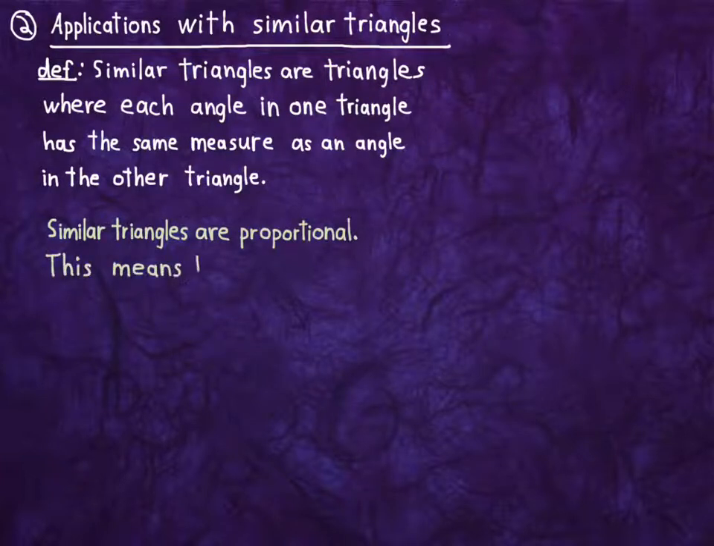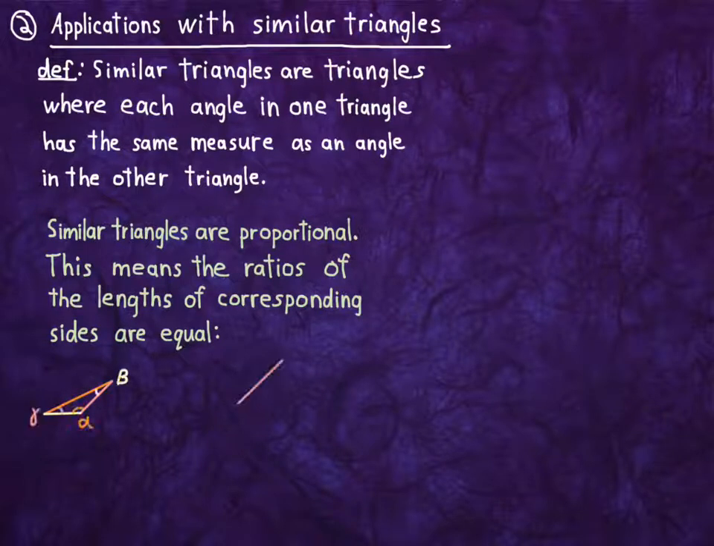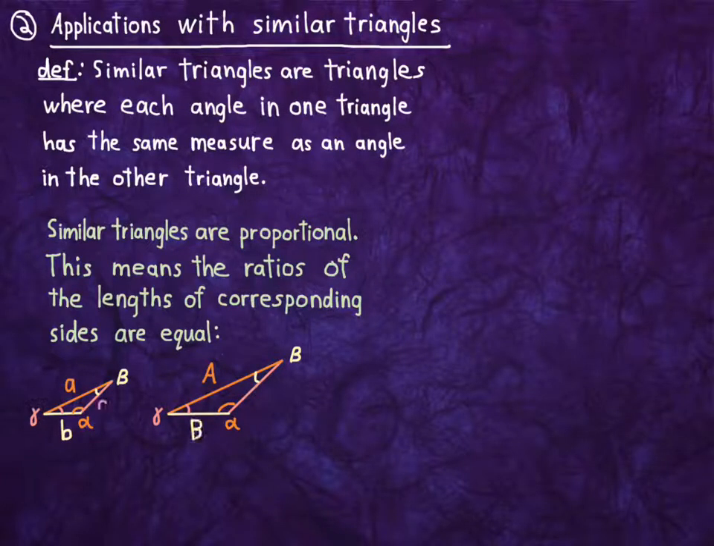So an important fact is that similar triangles are proportional. That's like a theorem. This means the ratios of the lengths of corresponding sides are equal. That's what it means. So if I take any two sides and I take their ratios, they're equal, which gives us a proportion. So here's an example.